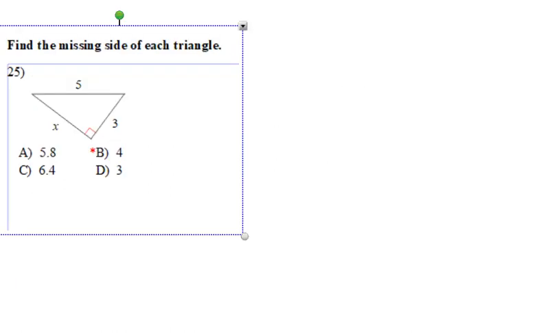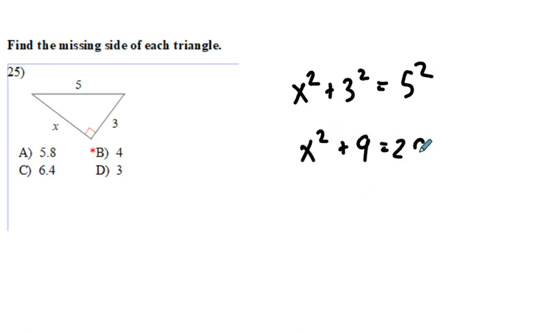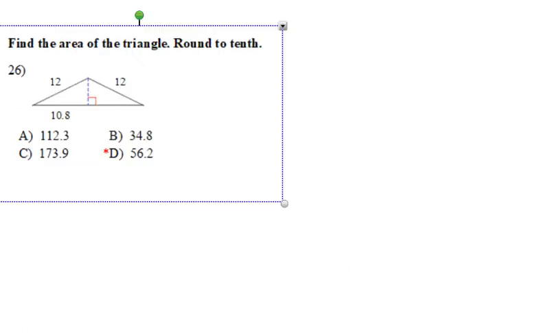25, find the missing side of each triangle. This is a Pythagorean theorem question. x squared plus 3 squared equals 5 squared. That's going to be x squared plus 9 equals 25. Subtract 9, you get 16. Take a square root, you get plus or minus 4, but it can't be the negative, so it's just got to be positive 4 since we're talking about distances.